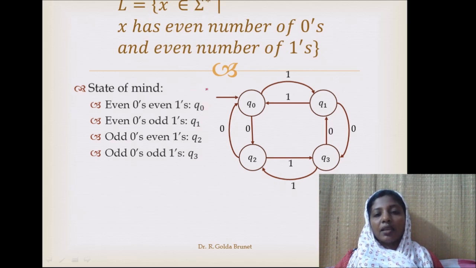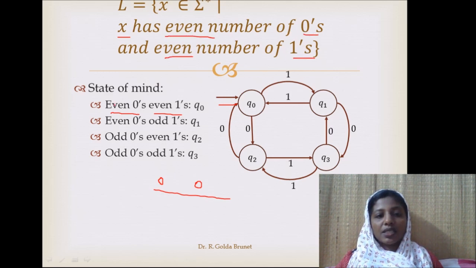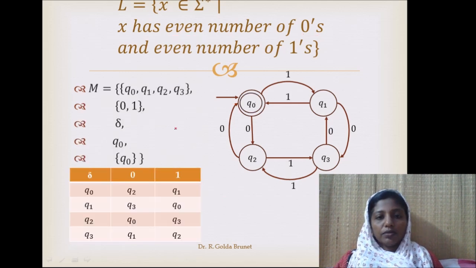Now where do we start? Before we accept any input, we have seen zero ones and zero zeros, and we know that zero is even. So we start from even zeros and even ones, and thereby we make Q0 the starting state, with an arrow from nowhere. And what is our accepting state? X should have an even number of zeros and an even number of ones. That is Q0 again, so we represent Q0 as the final state, the accepting state, by a double circle.